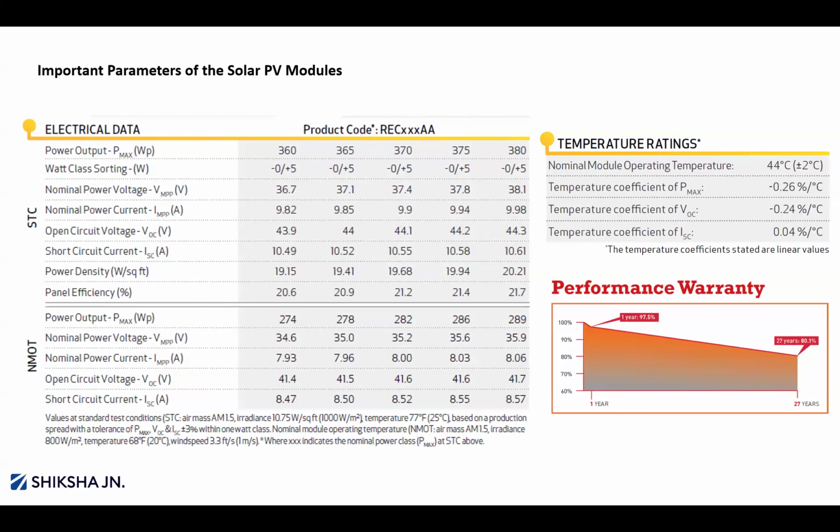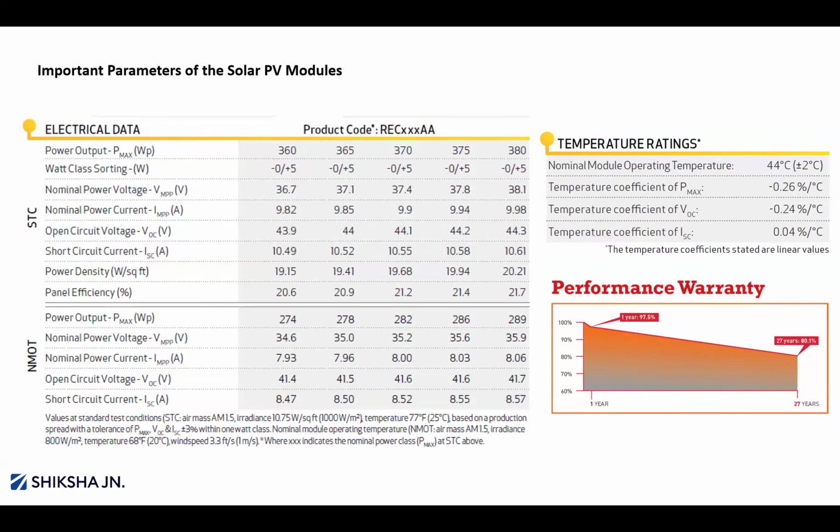That is also when you get the maximum sunlight of 1000 watts per meter square, which we don't get. We can get a maximum of around 600 watts per meter square irradiation.